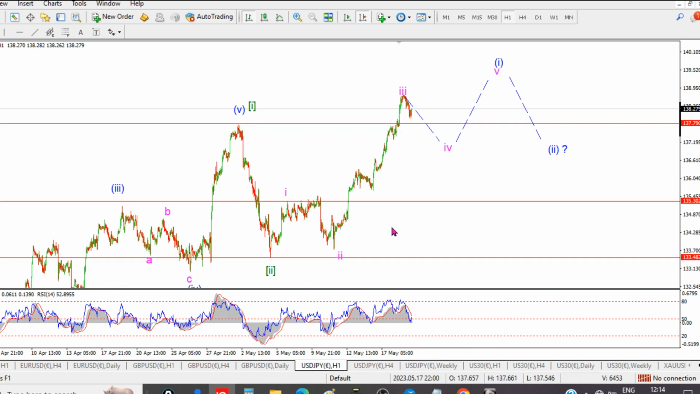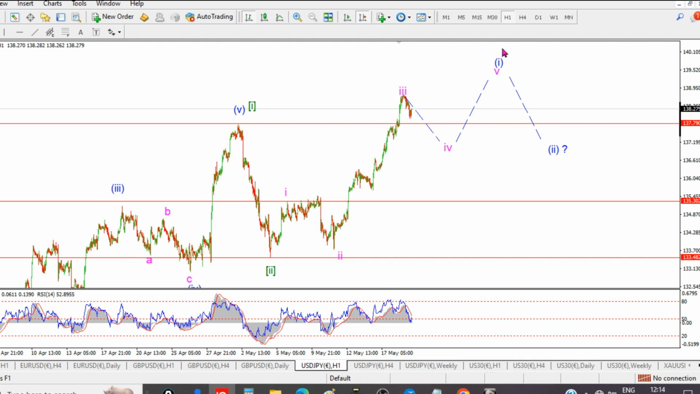Go to the hourly count here, and I'll show you what I'm thinking. If this is wave 1 in green, and that's wave 2 in green, then we have wave 1, 2, 3, and then we'll get 4 and 5. That'll be wave 1 of 3 of 3. So this is a developing 5-wave pattern.